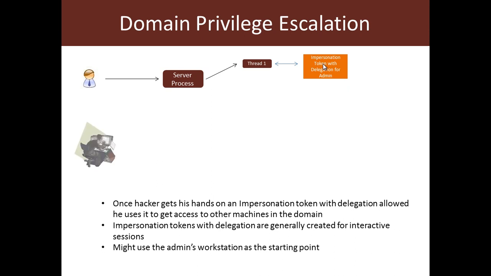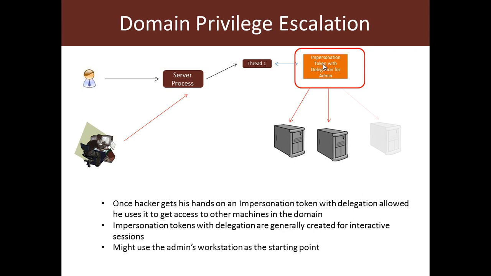What could happen is once the attacker breaks into a server process which actually contains an impersonation token with allowed delegation for an admin, then the hacker could take that token and actually log on to other systems for which the admin is responsible for administrating. Now, one of the best starting points to get such an impersonation token with delegation would be the admin's own workstation.